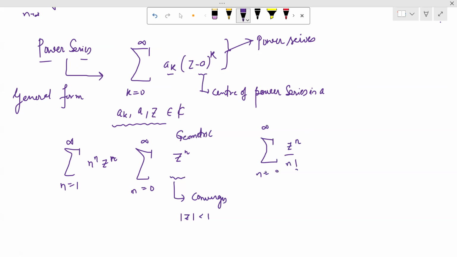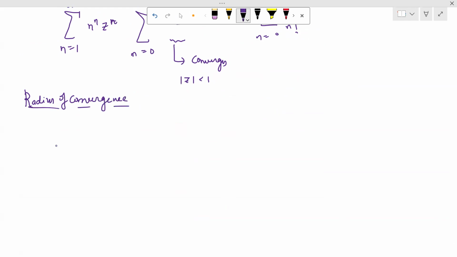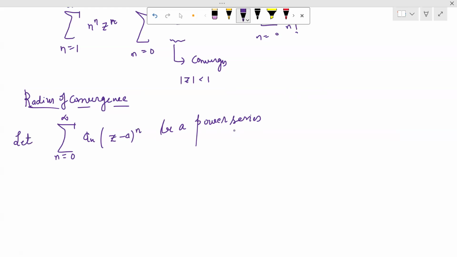What about the convergence of these two series, whether they will converge or not? Before that, there's a need to introduce a term called radius of convergence. Let a_n (z minus a) raised to power n be a power series, and we are considering the extended real number system from 0 to infinity. This quantity r, I'm going to define later, is nothing but the radius of convergence. How to find this r, we'll see later on. But this r lies in the extended real number system from 0 to infinity.